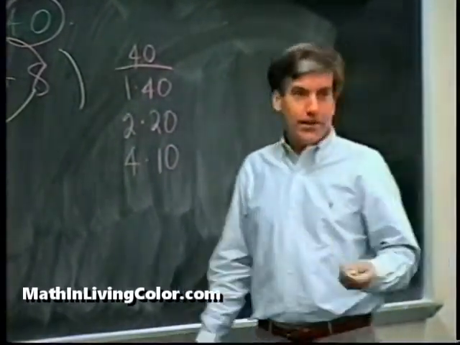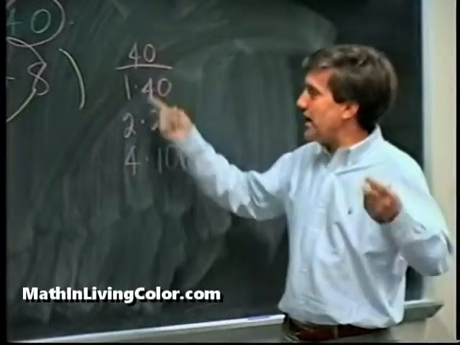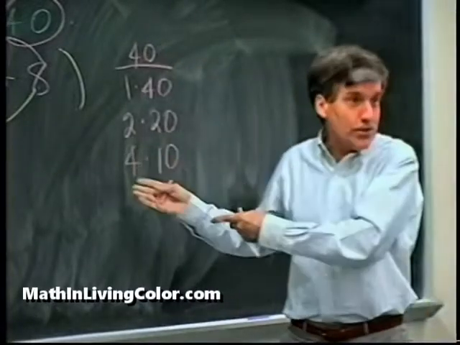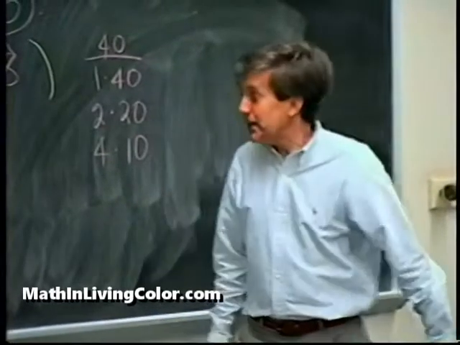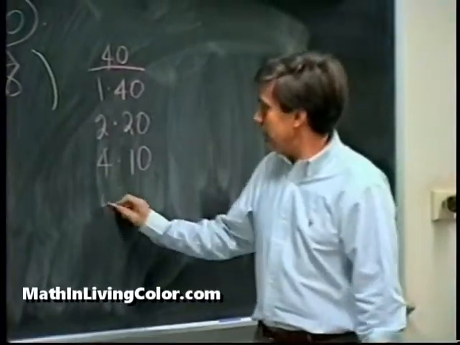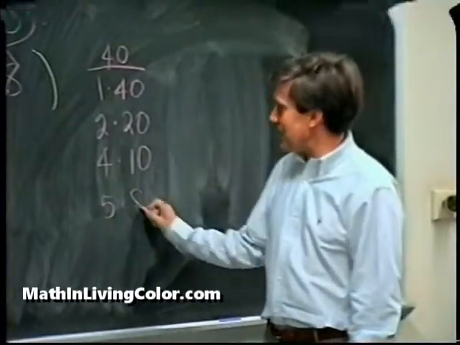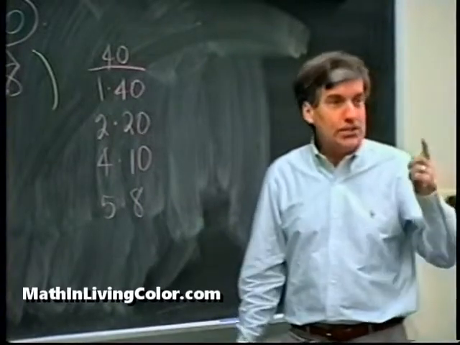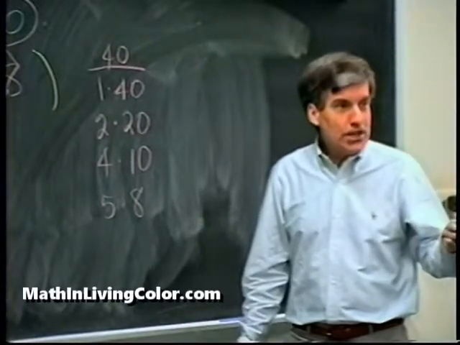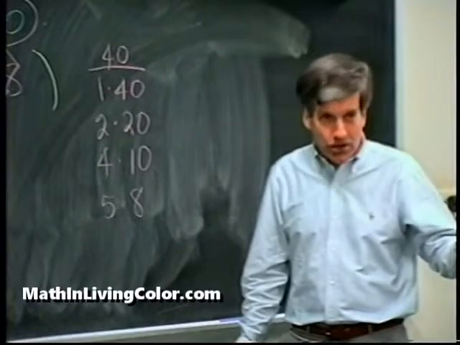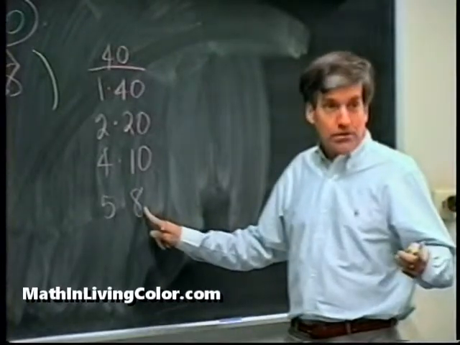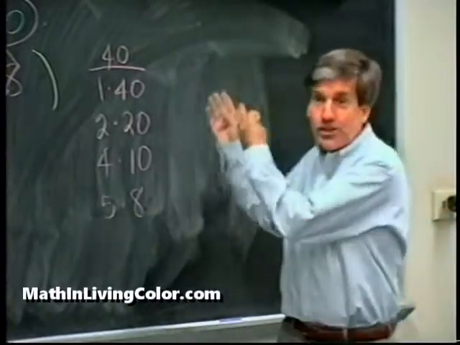By the way, can your calculator help you with this? Yes. How do you know? Take 40, divide by 3. If it goes evenly, you know it goes. If it doesn't go evenly, you know it doesn't go. And then how about 5? 5 times 8. And then what would be next? 6 doesn't go. 7 doesn't go. And then 8. 8 times 5. That means we've got all the combinations.